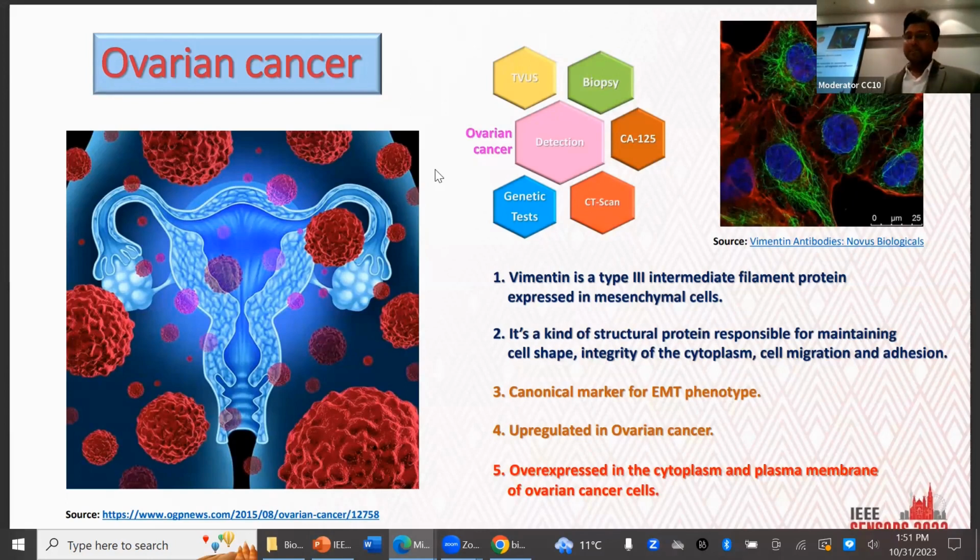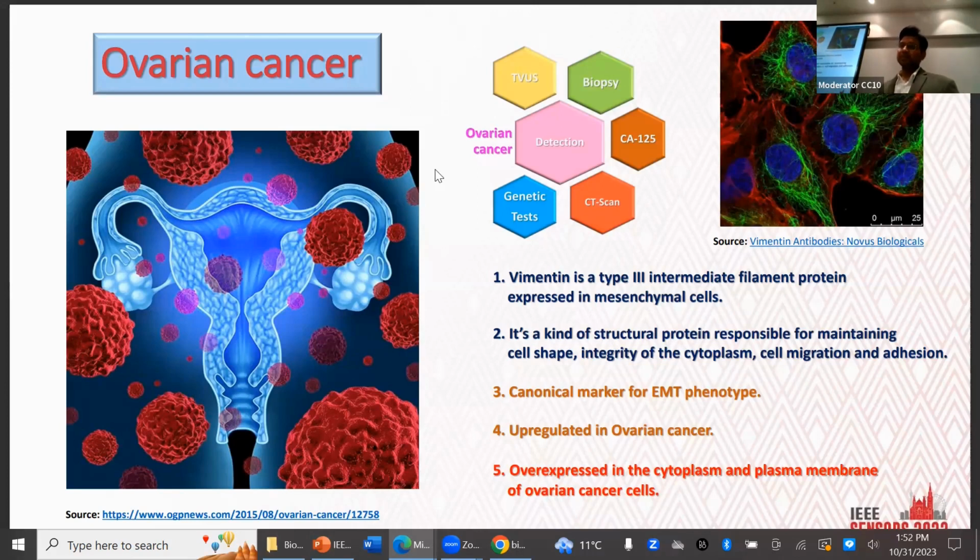Regarding this, as you know, the available techniques for detecting ovarian cancer are ultrasounds, biopsy, CA-125 antigen detection, CT scans, and genetic tests. So what we have done is that we have taken out a panel of biomarkers, among which a few are FDA approved also, and we tried to detect these biomarkers in the blood plasma.